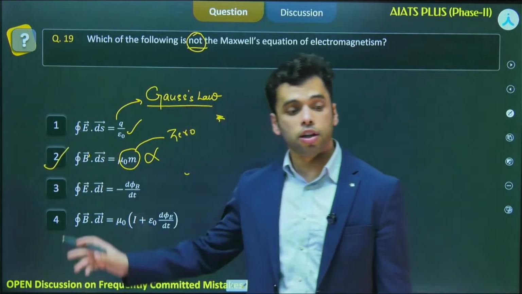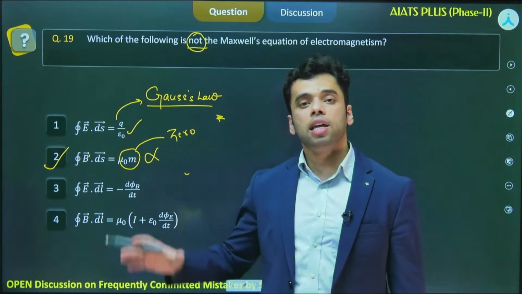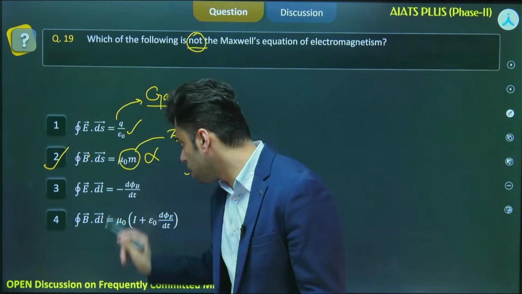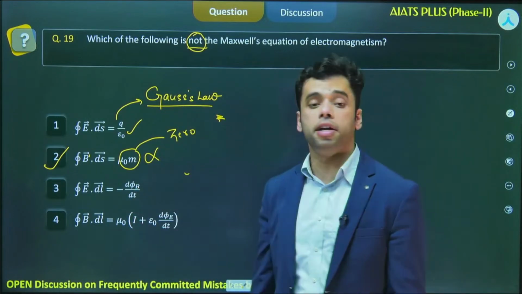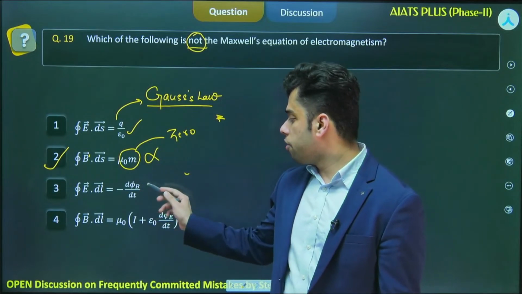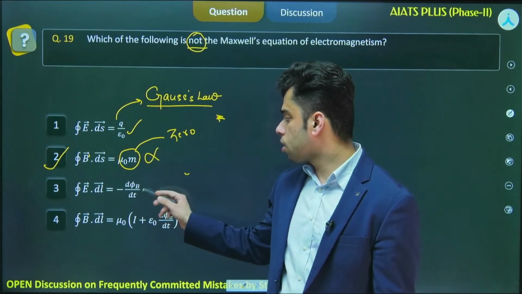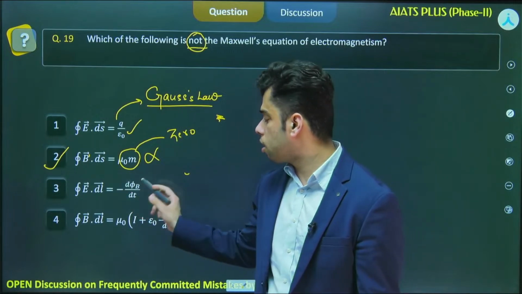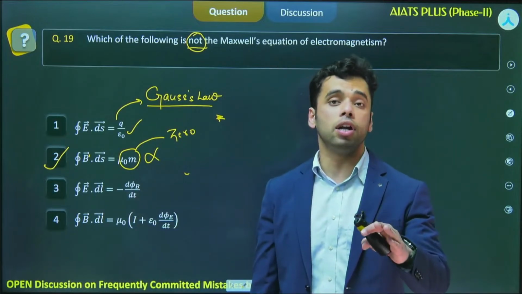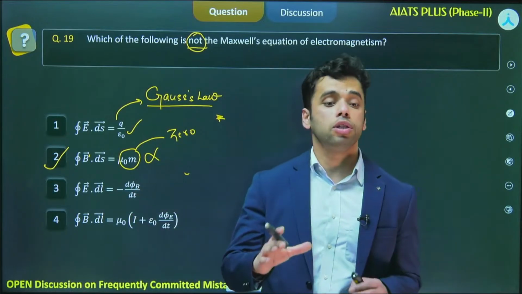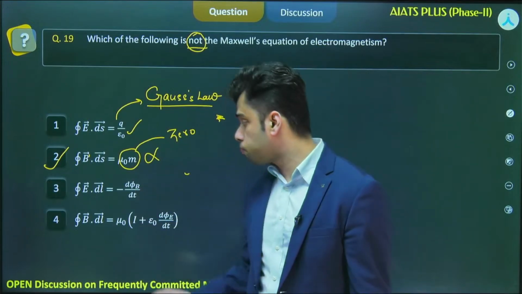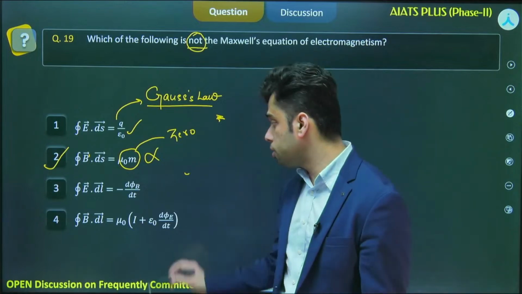Let us go through the other options. Third one says E dot dl. What is E dot dl? Okay, this is a line integral, and it is equal to minus d phi by dt. Okay, this is Faraday's law. It tells you that the change of magnetic flux with respect to time gives rise to the induced electric field. So you must have done a lot of numericals on the induced electric field, and this equation is perfectly correct. It represents Faraday's law, right? So this one is also correct.